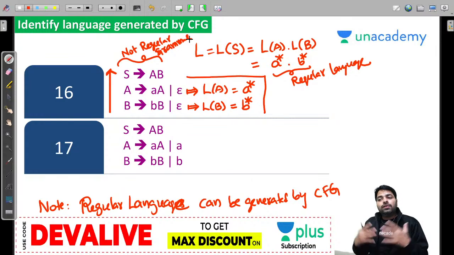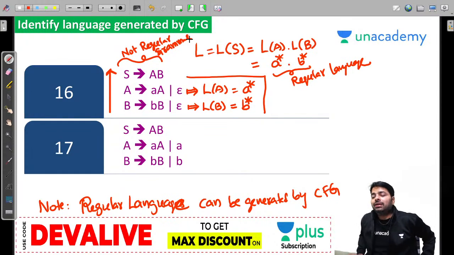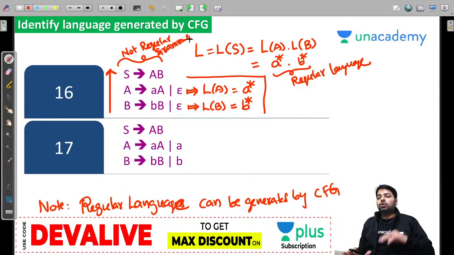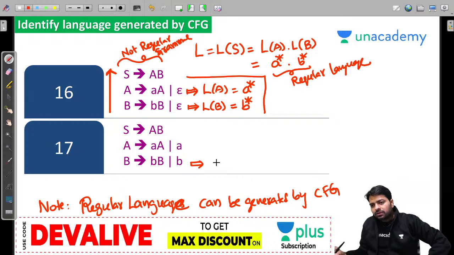Regular grammar always generates regular language, but a regular language may use a non-regular grammar if you want it. But for every regular language you will have a regular grammar, no doubt about it. But you also have non-regular grammars too. So this regular language has a non-regular grammar, which is the context-free grammar. Still it can generate regular language, and it can generate non-regular language if you change the grammar. Fine. Now let's go to the next point. What is this? 17th one, guys. B plus.